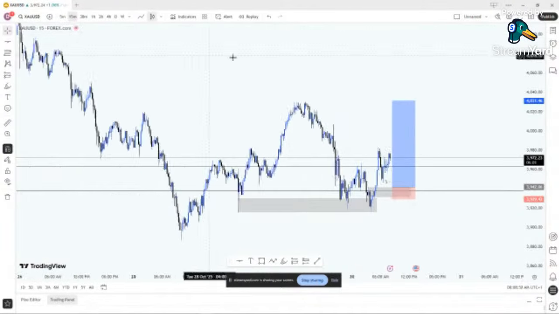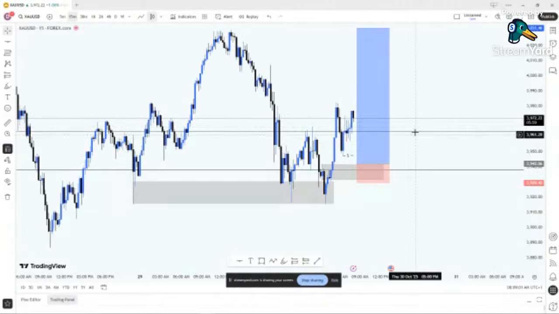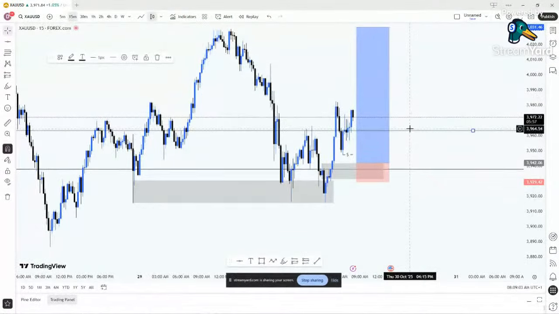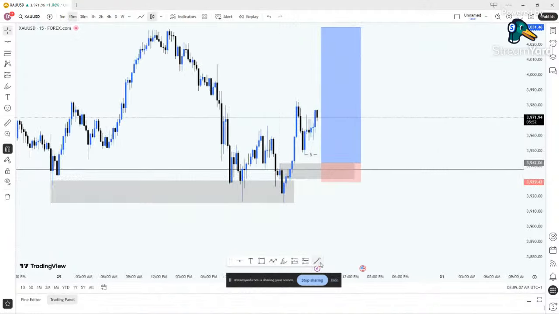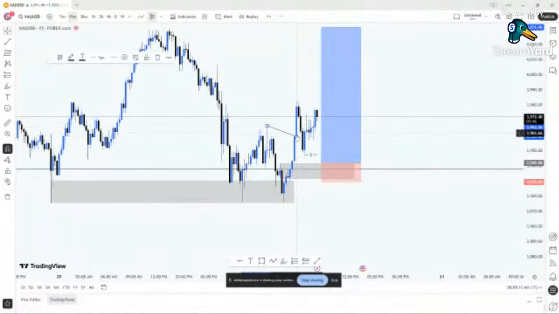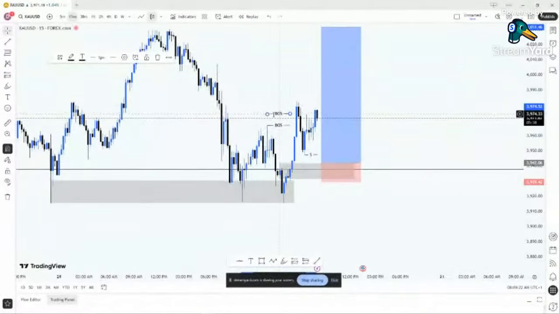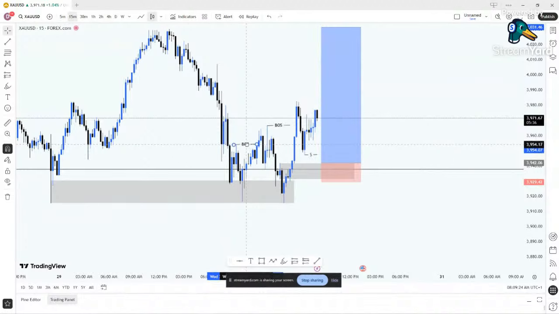Now I can't just jump on a buy at some random point. My POI for my buy was around here. This is a break of structure to the upside. Then it has another one. This is another break of structure to the upside right here. So these are two breaks of structure that have happened right here.